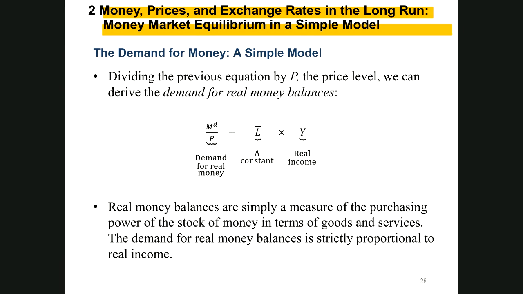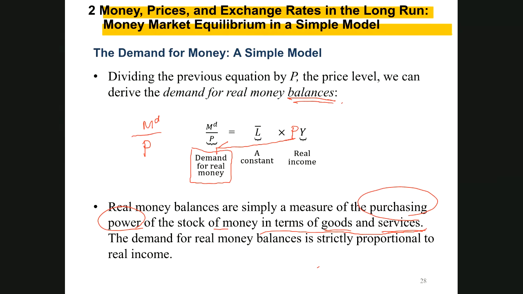So this is called the demand for real money, right? Originally P is on the other side, so you switch P into the denominator on the left-hand side. Divide the previous equation by P, the price level, and we can derive the demand for real money balances. Real money balances are simply a measure of the purchasing power of the stock of money in terms of goods and services. So money demand divided by the price level is the purchasing power of goods and services, and it's proportional to income. If your income is higher, your purchasing power, of course, will be higher.